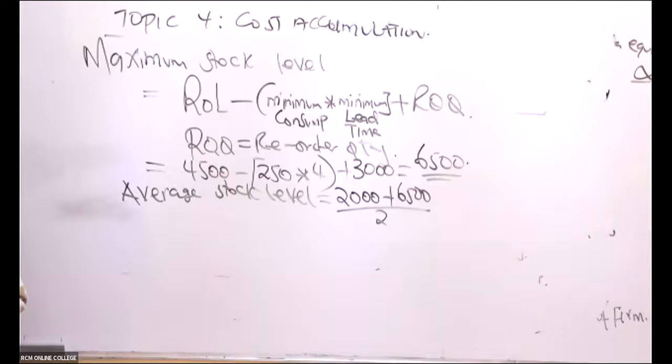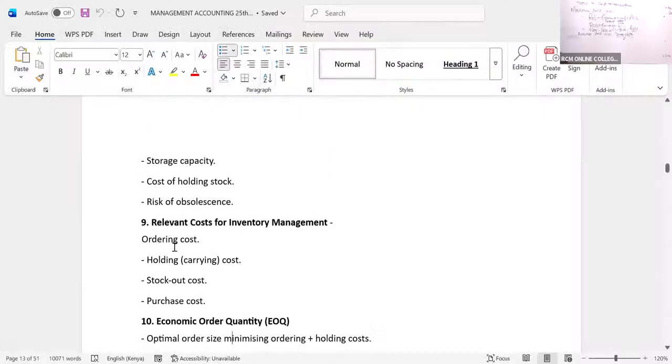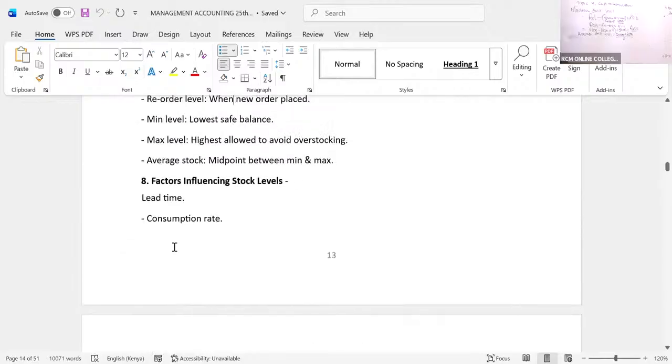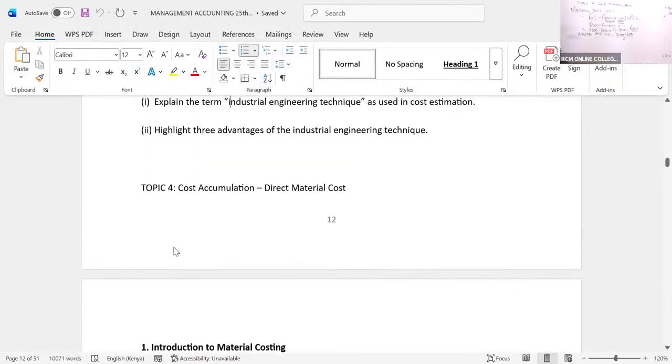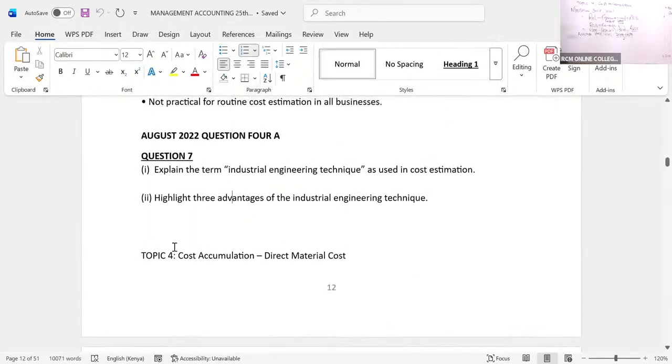So if you look at our notes, ladies and gentlemen, if you go to page number 14, our normal notes, page number 14. If you go to page number 14, that's page 12.